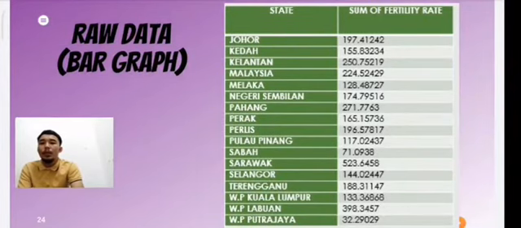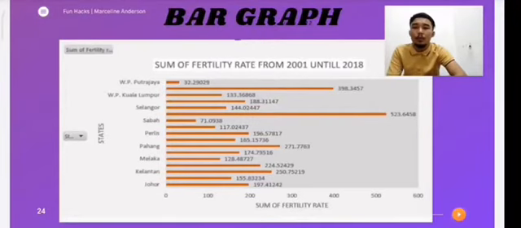Okay, this is a table of raw data for the bar graph. This is a bar graph for the sum of fertility rate from 2001 until 2018.